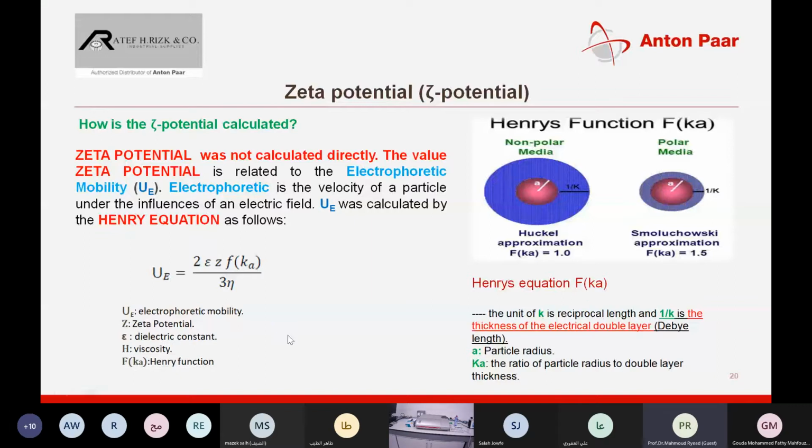Henry function is divided into two parts, non-polar media and polar media. Polar media, according to the Huckel approximation, Henry function equals 1, and according to the Smoluchowski approximation, Henry function equals 1.5. Finally, how can DLS measure the zeta potential?